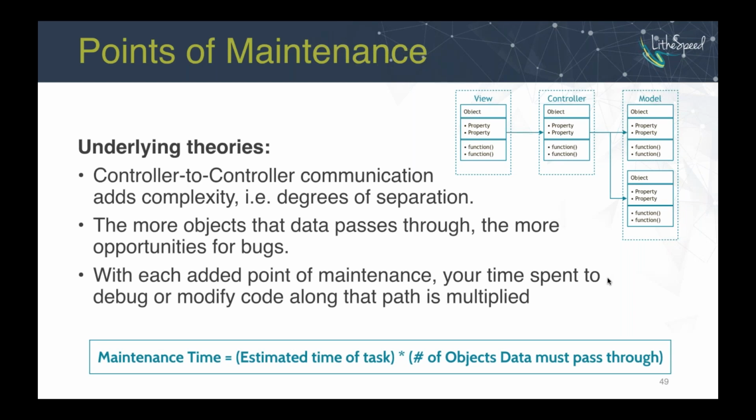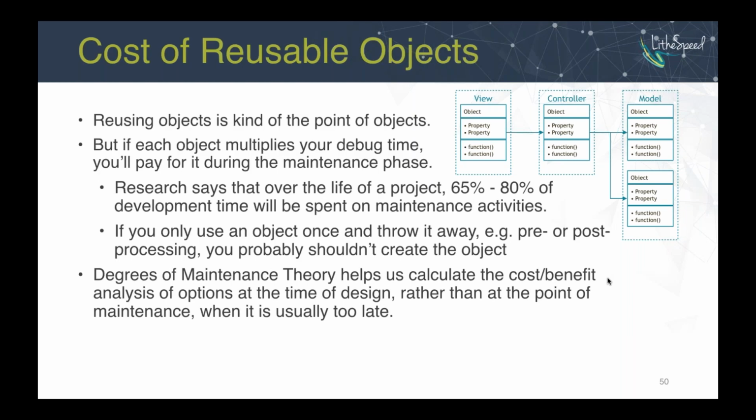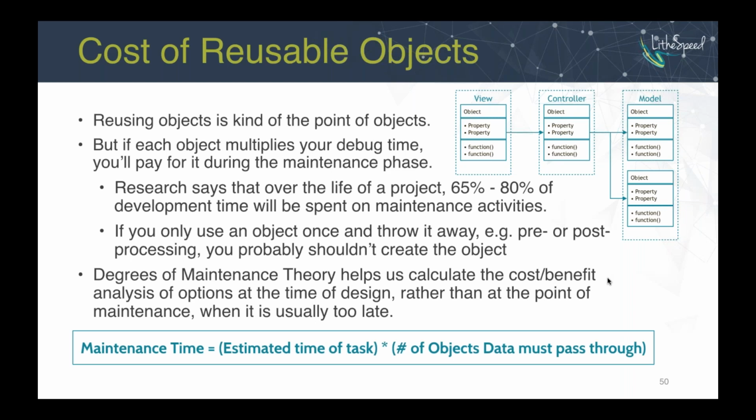And so it created this equation that people started using: maintenance time equals your estimate about how long you think this task is going to be, multiplied by the number of objects that this data must pass through in order to get from the user to the database. This can help guide some of your design ideas and principles to minimize the number of handoffs between objects, and the number of layers. It can actually help you speed up your ability to fix bugs and to deliver new architectures and applications by minimizing the number of steps.